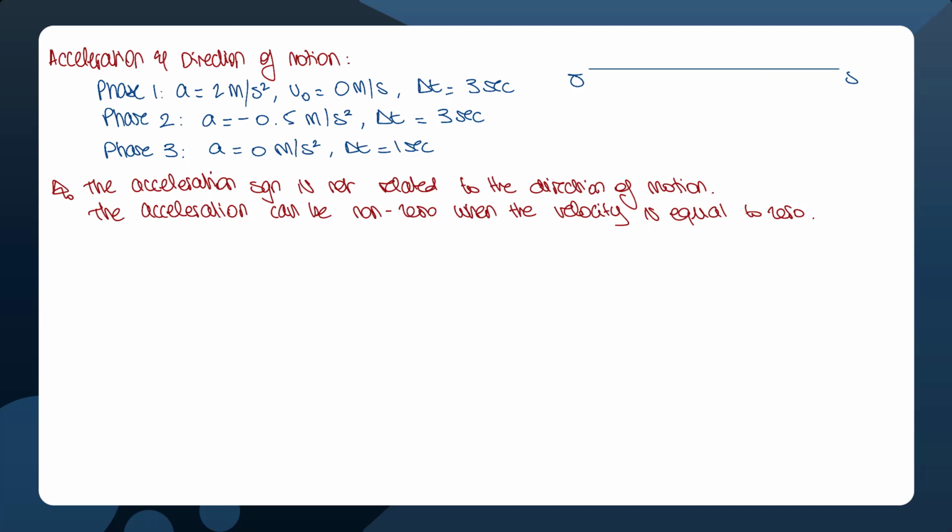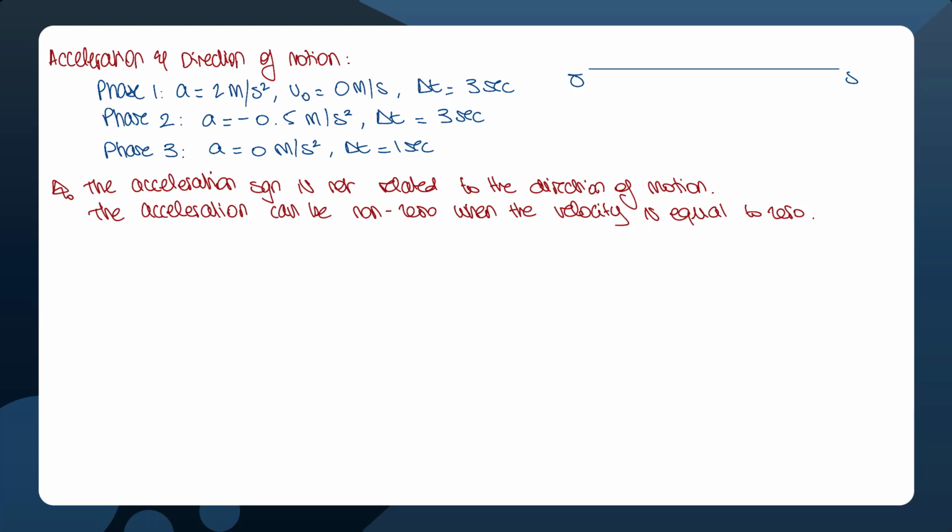Another thing to note is the fact that the acceleration can be non-zero when the velocity is equal to 0. And that's observable in the very first phase. You have an object that's not moving yet, but it has to have a certain acceleration first for its velocity to start increasing and for it to move. So an acceleration can be non-zero when the velocity is equal to 0. It does not have to be equal to 0 as well. And that's very important to remember.